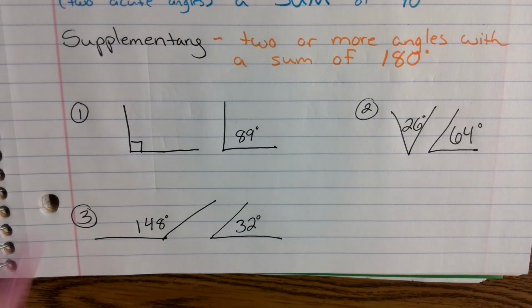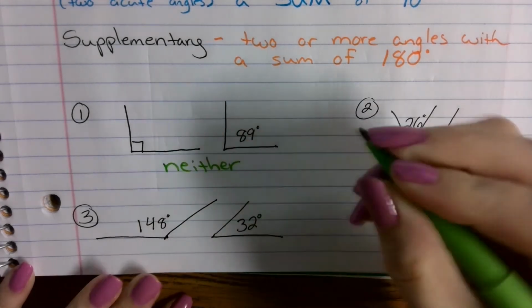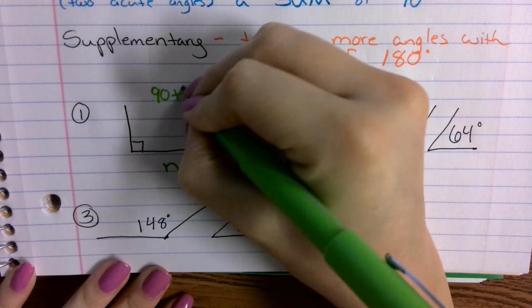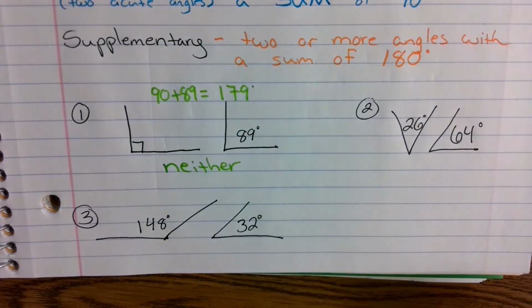All right, who can tell me? Number 1, is it complementary, supplementary, or neither? Christopher. It's neither, right? Okay, if you take 90 degrees and you add 89 degrees, it's going to give you 179 degrees. So it doesn't match any one of those relationships.